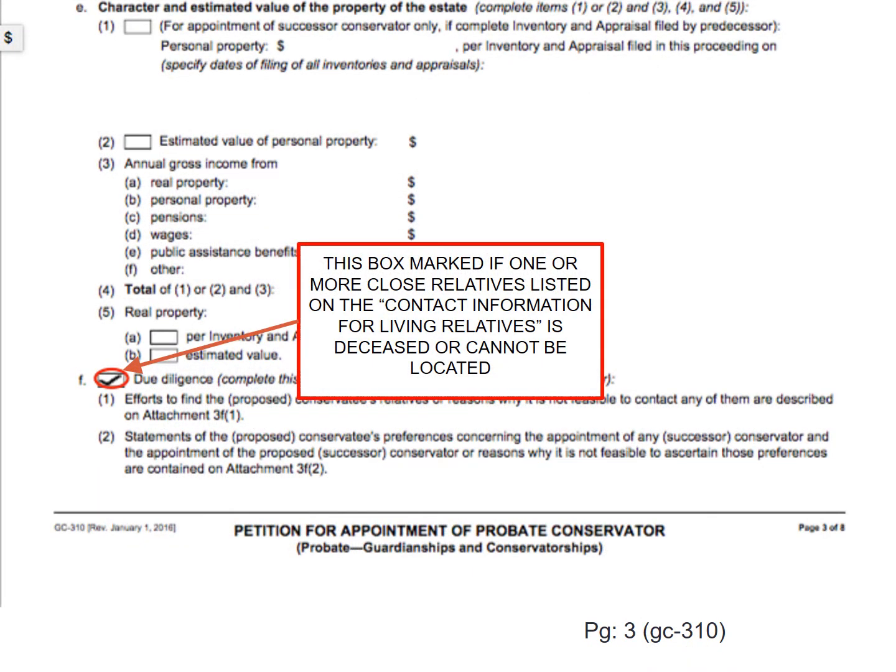At the bottom of page 3 of Form GC-310, check the box next to item 3F. On one of the attachments to the petition, you will be able to explain if one or more close relatives listed on the contact information for living relatives is deceased or cannot be located. You will also explain whether you can ascertain the conservatee's preference for appointment of a conservator.